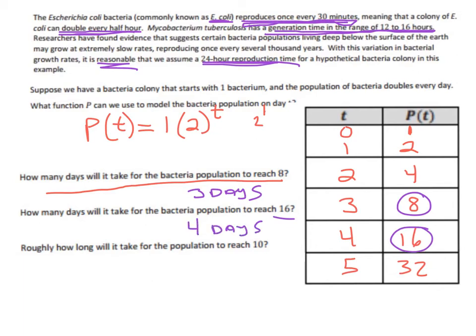How long will it take to reach 10? Uh-oh, 10's not in here. I don't see a 10. I go from 8 to 16. But the idea is it's got to be between 3 and 4 days that you get up to 10, don't you? So it's going to be between 3 and 4. So we will say 2^d equaling 10 happens somewhere between 3 and 4.